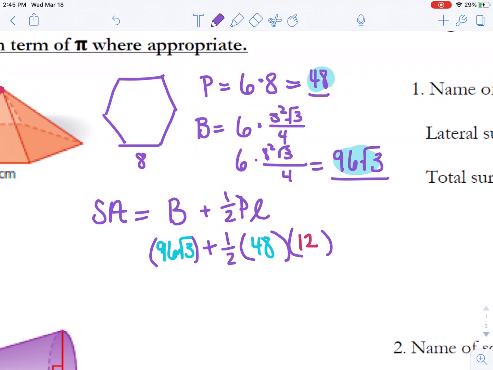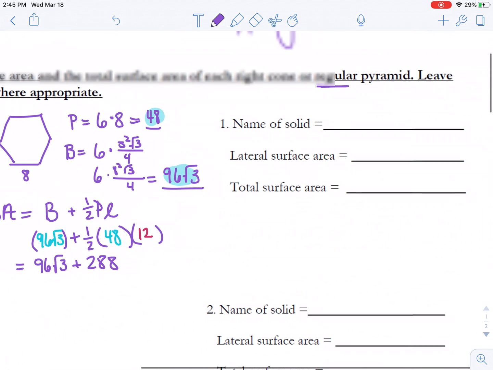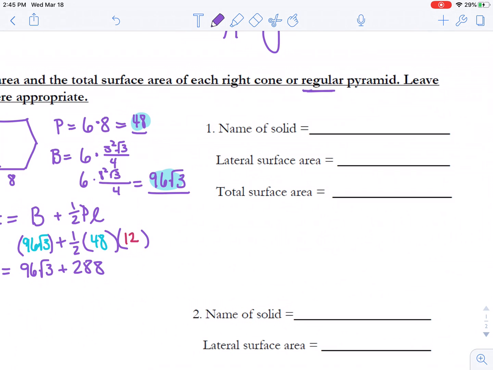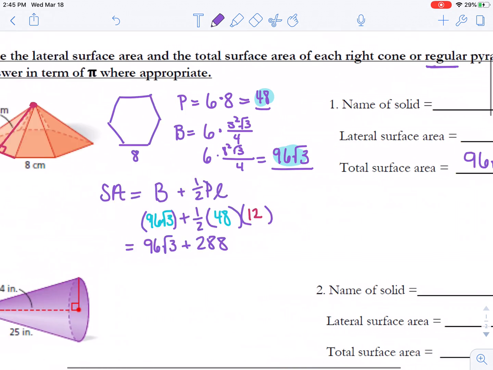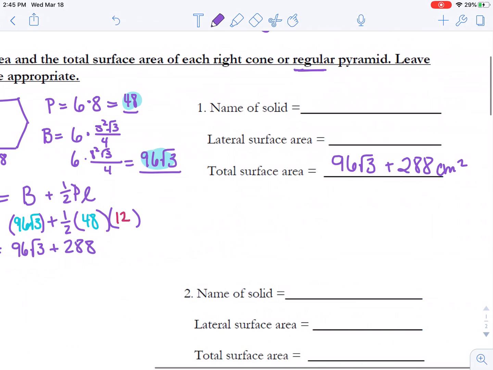and then compute. So the 96 root 3 will stay by itself. When we multiply 1/2 times 48 times 12, we get 288. So altogether, since we can't combine the root 3 and the 288, we're going to keep them separate: 96 root 3 plus 288. And our units are centimeters, so square centimeters.